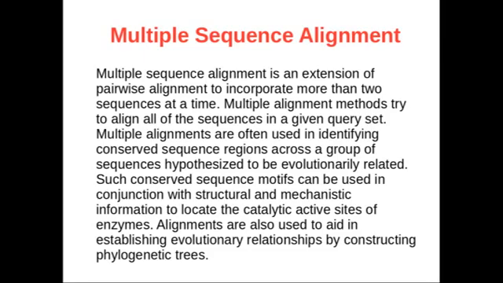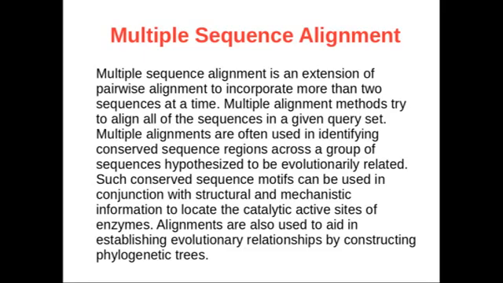Now we know that such conserved sequence motifs can be used in conjunction with structural and mechanistic information to locate the catalytic active sites of enzymes. So once you align specific enzymes, you can see similarity and resemblance between the enzymes contained in one sequence and other sequences. We use multiple sequence alignments to understand the enzymes that exist in a sequence and other sequences at the same time.